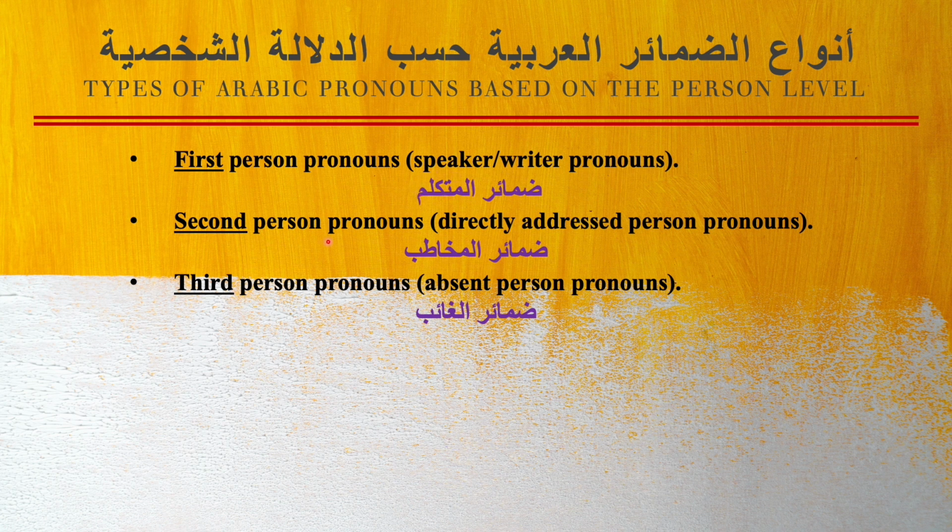Then the second person pronouns, ضمائر المخاطب. المخاطب is literally the directly addressed person. Then the third person pronouns, ضمائر الغائب. الغائب literally means the absent person.